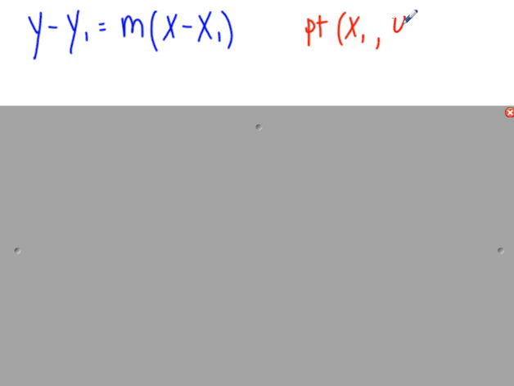Tutorial, I want to show you everything I can about graphing something that's written in point slope form. So point slope, if you remember, it's y minus y1 equals m times the quantity x minus x1. And this would be describing a line that goes through the point x1, y1 and has a slope of m.